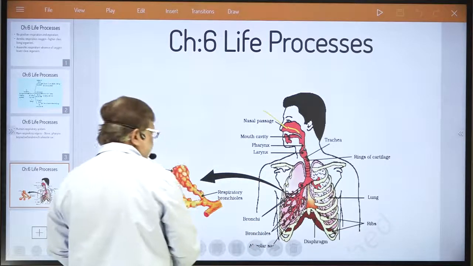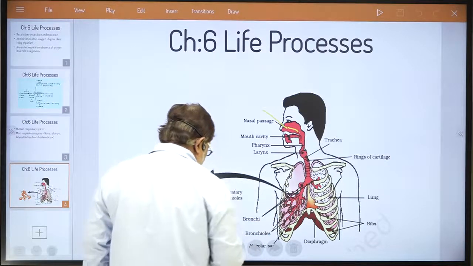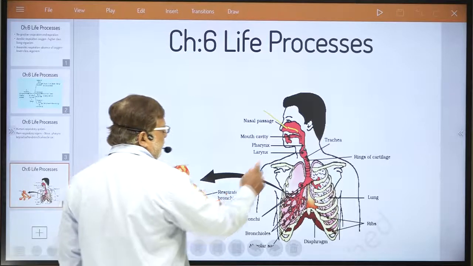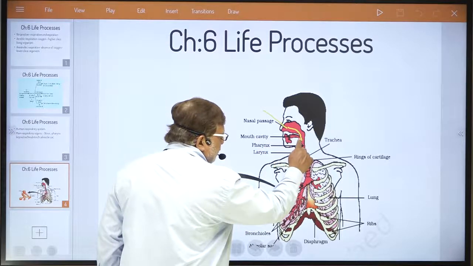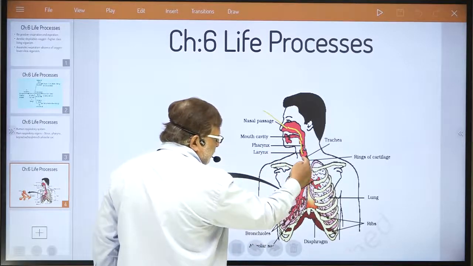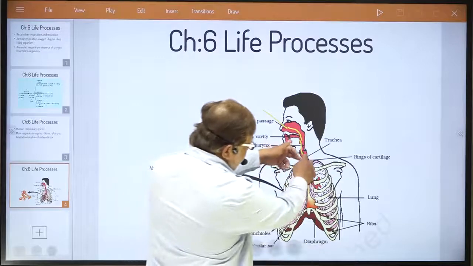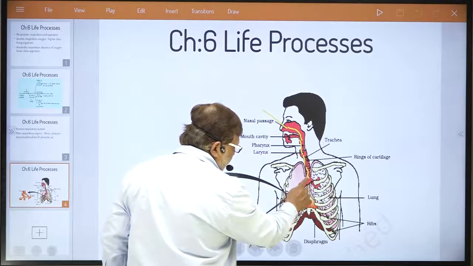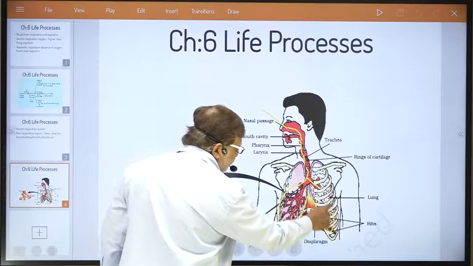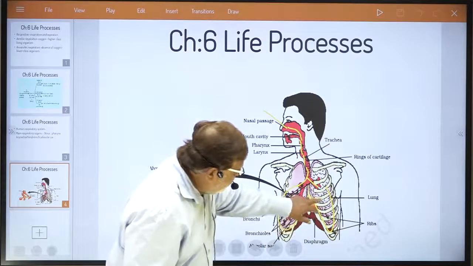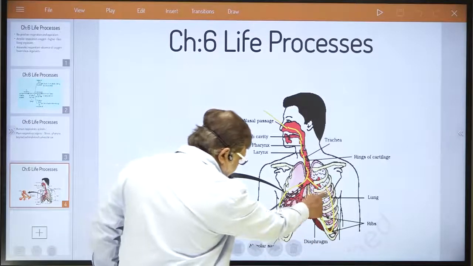This air travels and goes to the pharynx. If you can see the pharynx here, through the pharynx it goes to the larynx. Through the larynx it goes to the trachea. This part is showing the trachea. This trachea opens and becomes bronchi. This bronchi opens in alveoli. These are the lungs shown, protected by this cartilaginous cage, which you call ribs. These are lungs, alveoli.